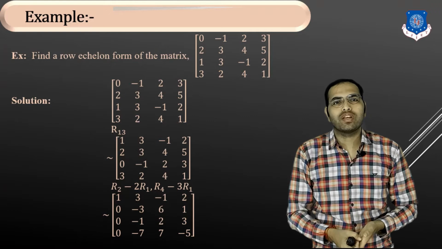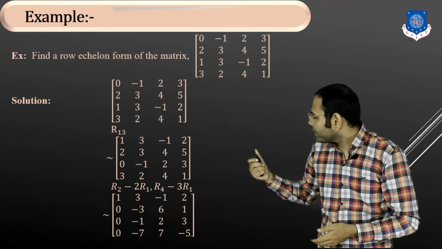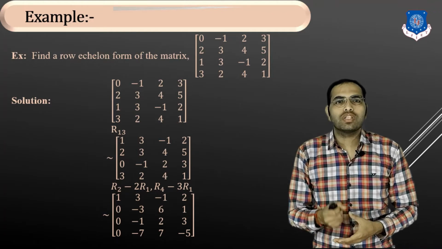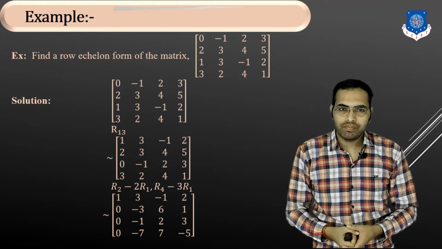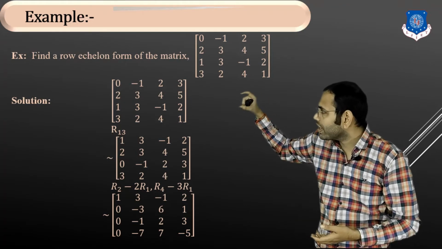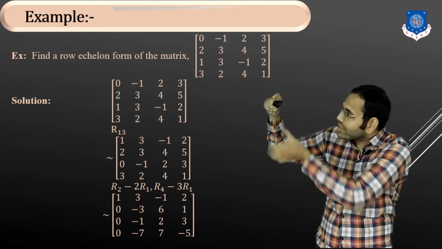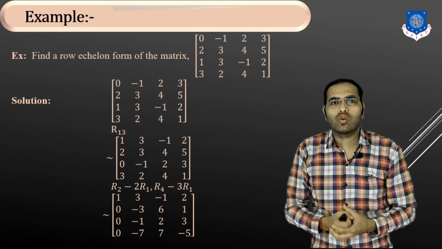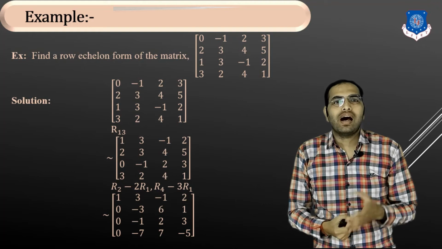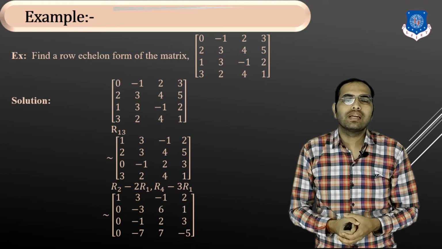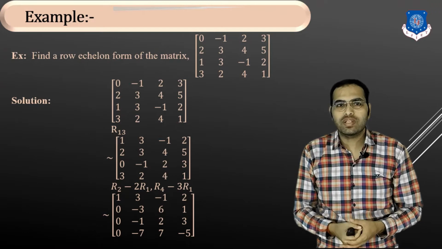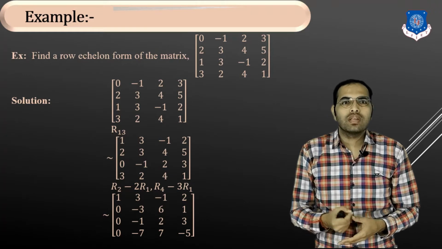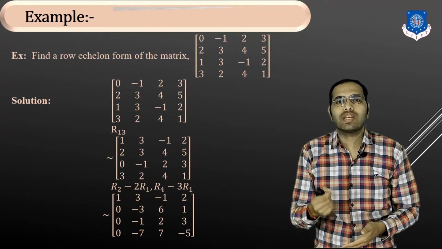Applying the row operation R1 and R3, our matrix becomes 1 3 minus 1 2, 2 3 4 5, 0 minus 1 2 3, 3 2 4 1. Now with the help of the first leading element 1, all the remaining entries in that column become 0 with row operations. We apply R2 minus 2 R1 and R4 minus 3 R1. Then our matrix becomes 1 3 minus 1 2, 0 minus 3 6 1, 0 minus 1 2 3, 0 minus 7 7 minus 5.